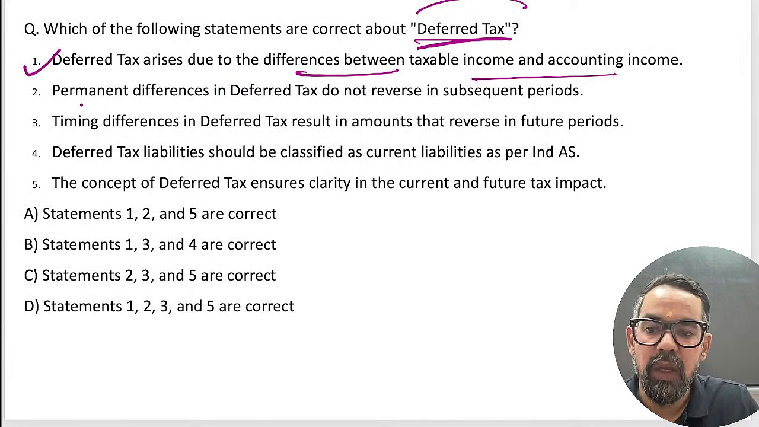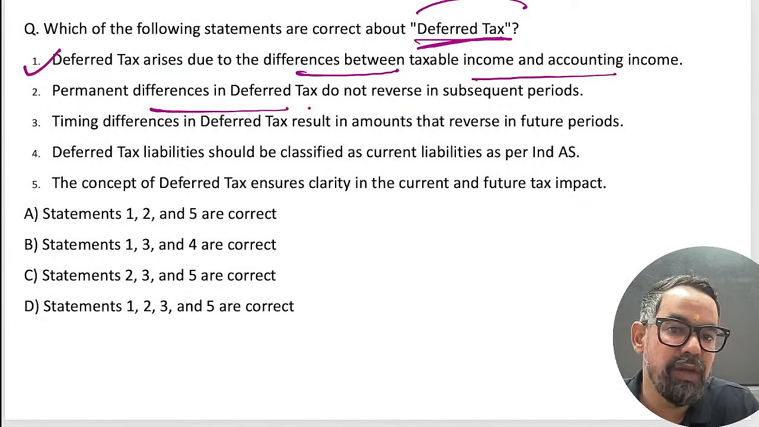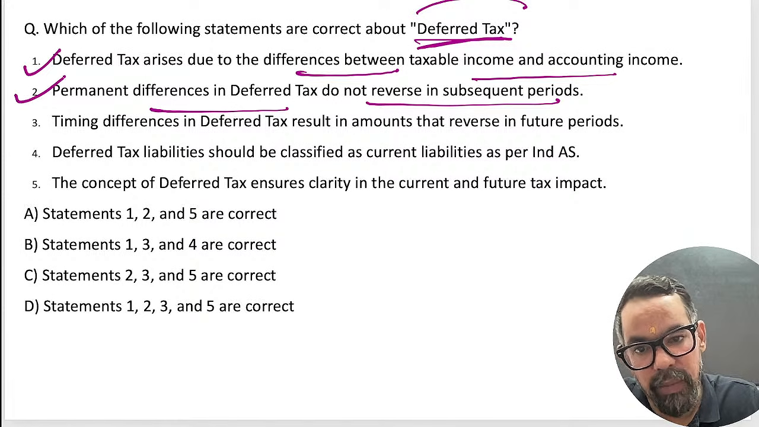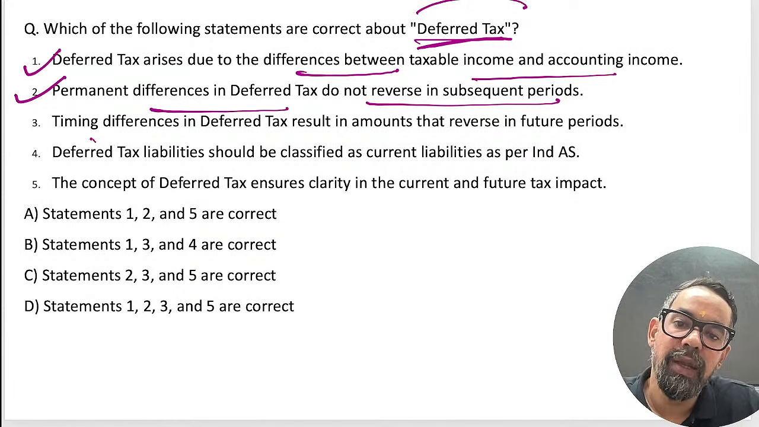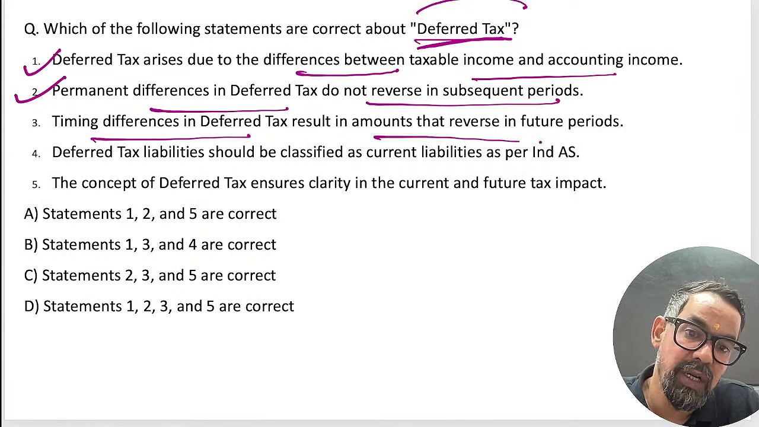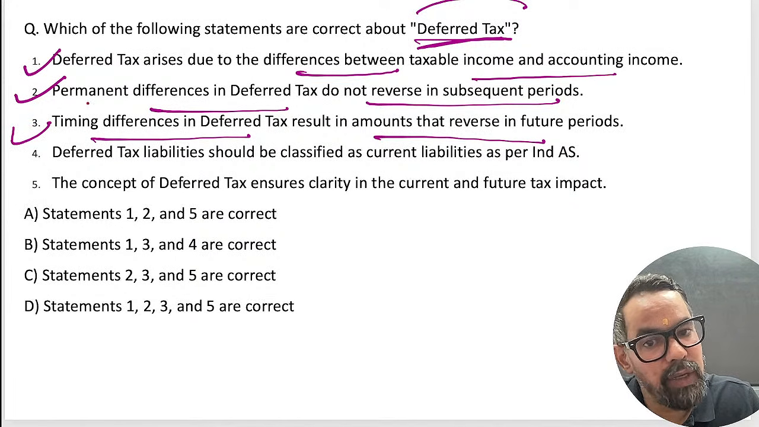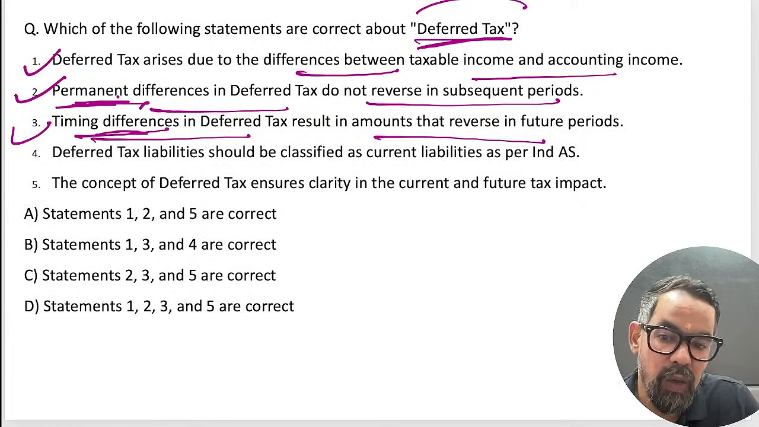True. The second one, permanent differences in deferred tax do not reverse in subsequent periods. This is also true. Timing differences in deferred tax result in amounts that reverse in the future. So there are two types of differences, one is permanent, another one is this. True, both are correct here.